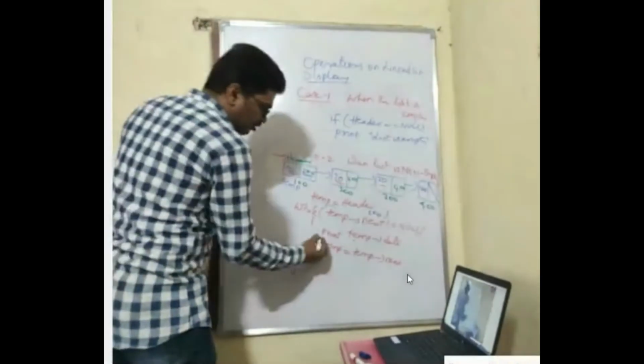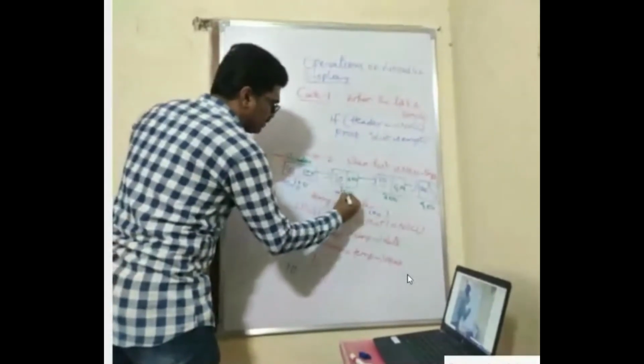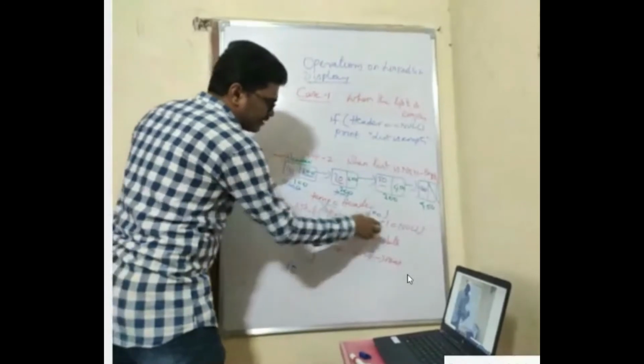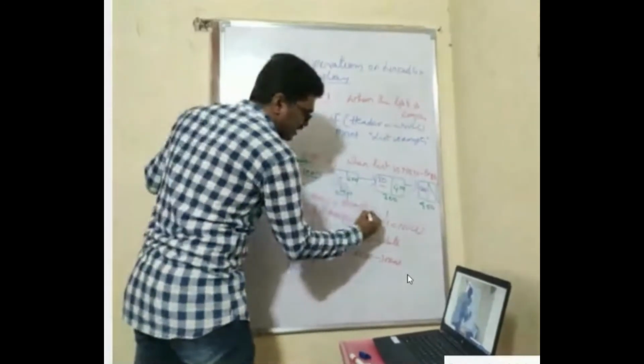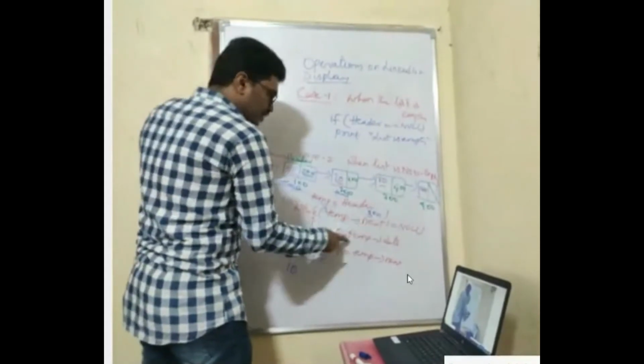So now I'll go to this line, temp equal to temp next. What is temp next? 200. So my temp will move here. Now I'll check the condition again. Temp next. What is temp next? 300. 300 is not equal to null. The condition is true. So I display the temp data.